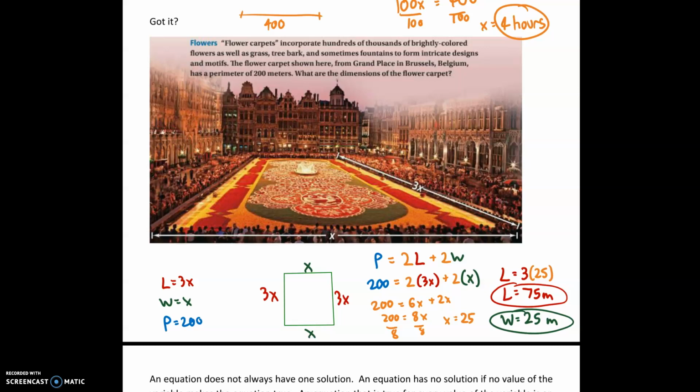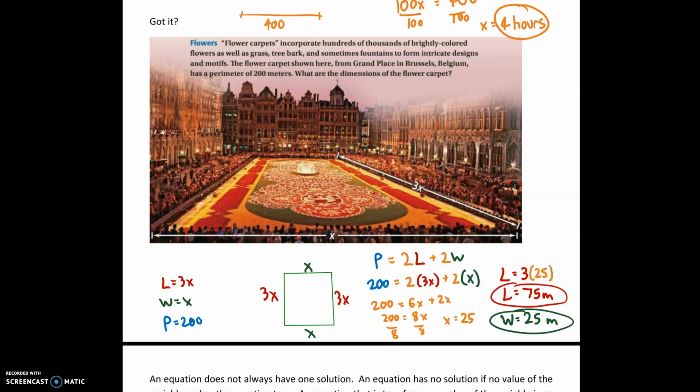It doesn't really matter which one's which, but let's say the length from that figure is 3x, the width being just x by itself. If we need a total perimeter of 200, given in the question itself, I just need to set up that perimeter equation: twice the length plus twice the width. I want to plug back in the expressions for the length and the width, which we know.